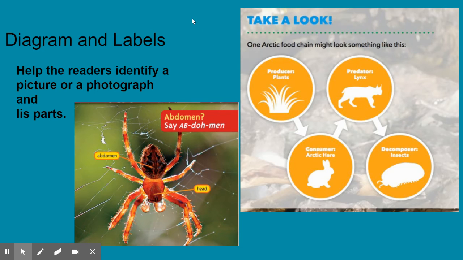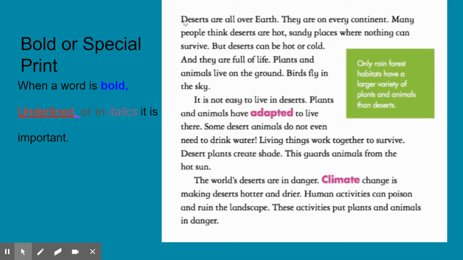So when I read a nonfiction book, I have to read everything on that page, not just the text itself. If you see bold words or special print words, those are important, okay? They might be bold, really dark. They might be underlined, or they might be in italics. It looks like this pink one here. They're kind of in a little different print.